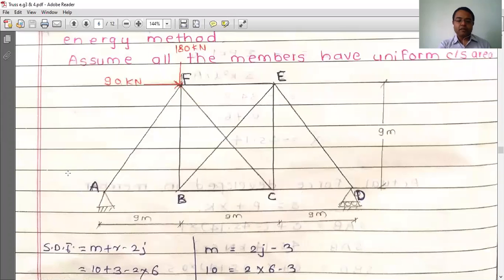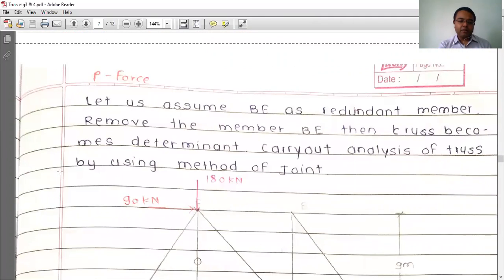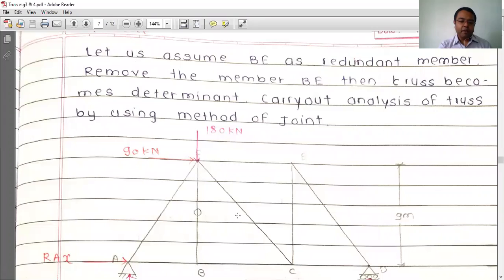Okay, so next, to analyze this truss, we'll go for calculation of P forces. P force analysis means we just have to remove one extra member. Okay, so here we have to remove this member BE. This is the member BE. We have to remove this member. Because of the removal of this BE member, the structure has now become a determinate type of truss.